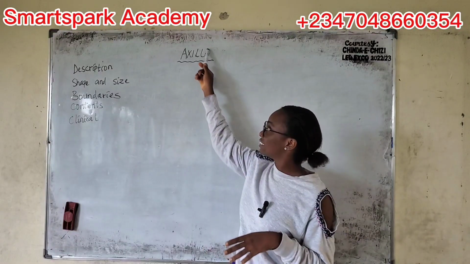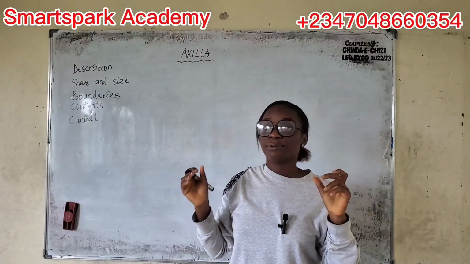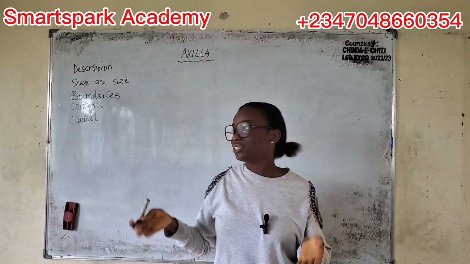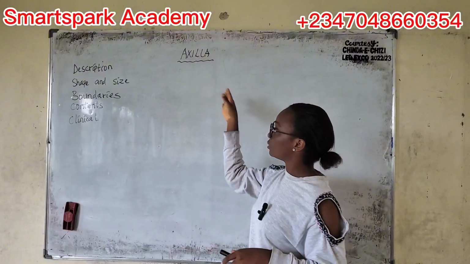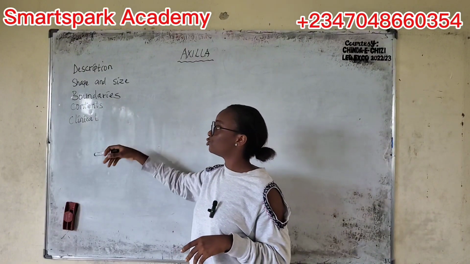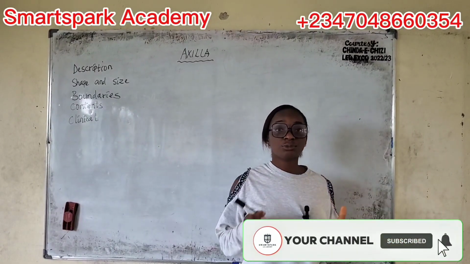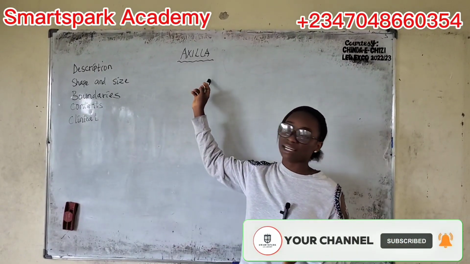Talking about the axilla. Now, the axilla is commonly known as the armpit, but in anatomy, we cannot call it armpit, we call it axilla. Under this topic, we'll be looking at description, shape and size, boundaries, contents, and the clinicals. So the first thing we'll look at is the description of the axilla.